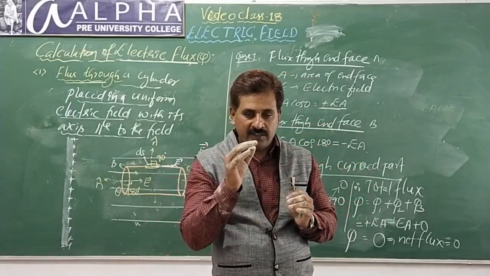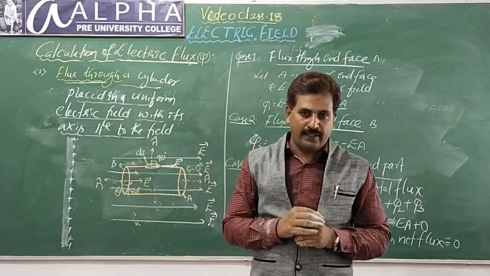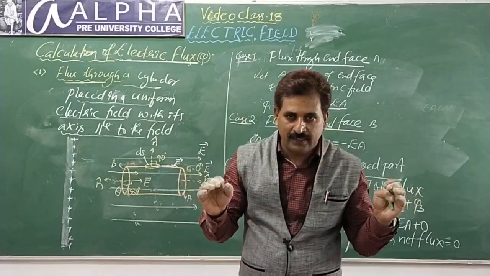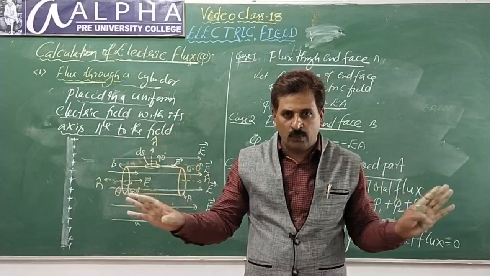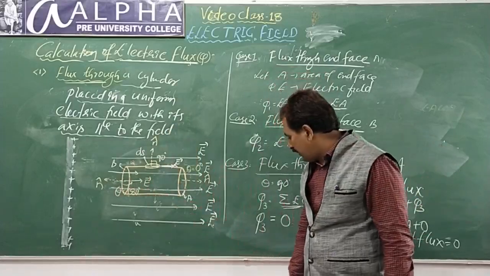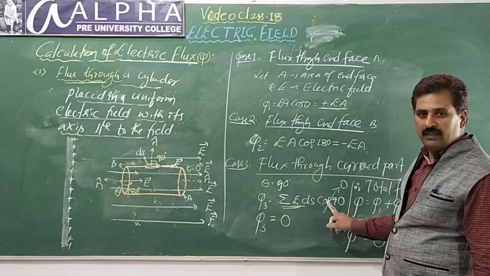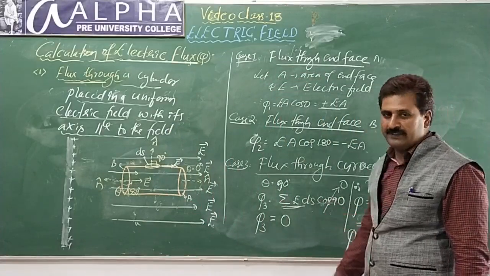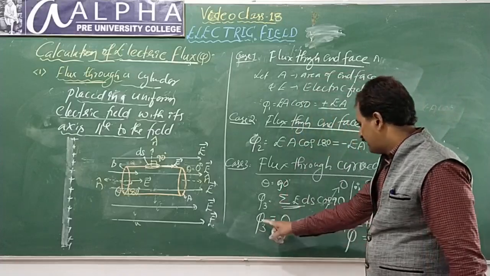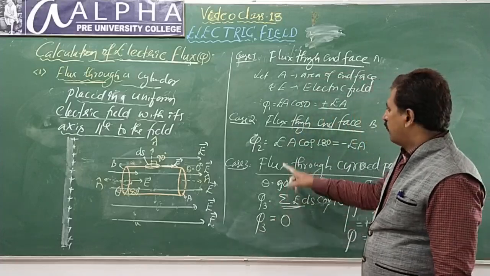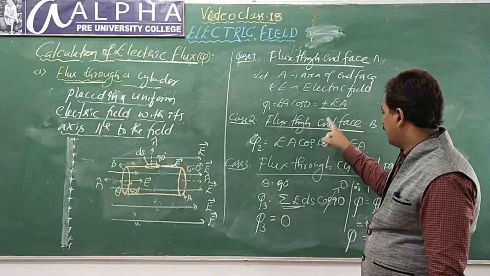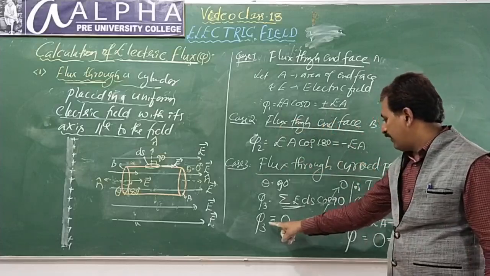Whenever you have cos theta in the expression, check for the angle. If the angle is 90, then the total term will be 0. Don't bother about other things. The other quantities are electric field and area. The third term, cos theta is 0. Why? Because theta is 90. Therefore, flux is 0. So, flux phi 1 is EA, phi 2 is minus EA, phi 3 is 0.